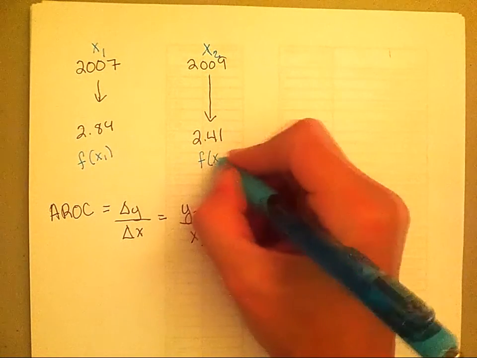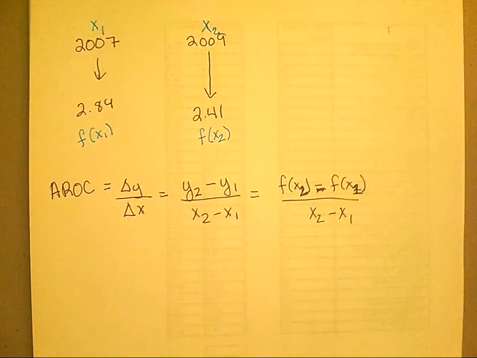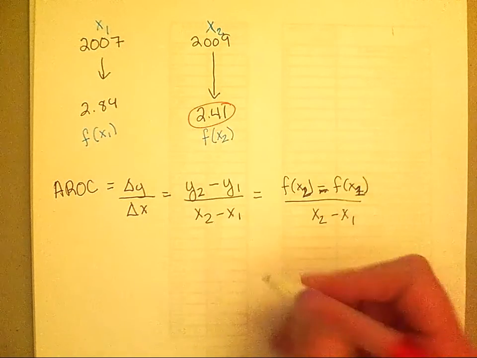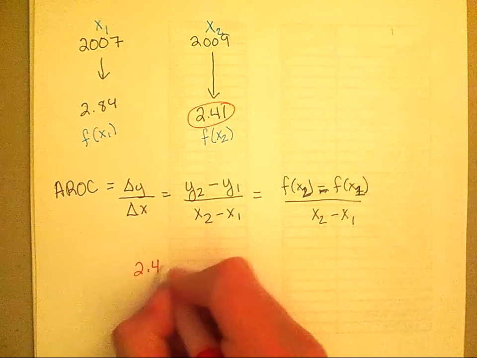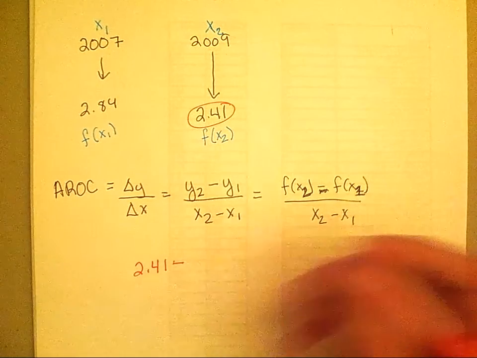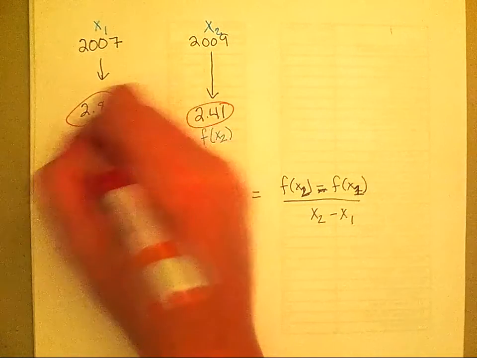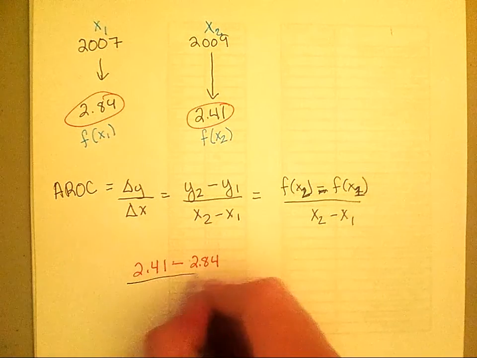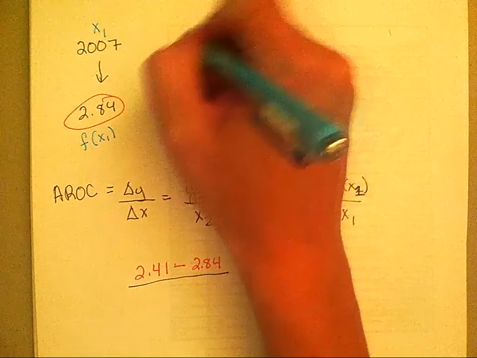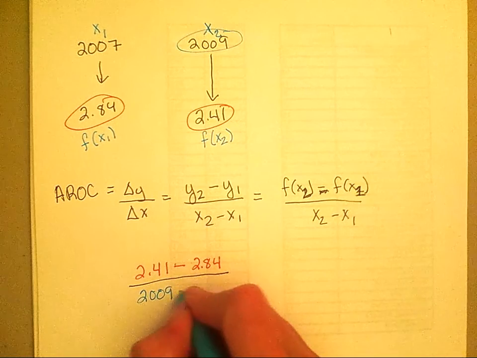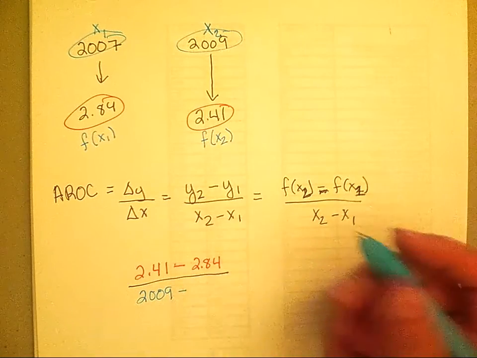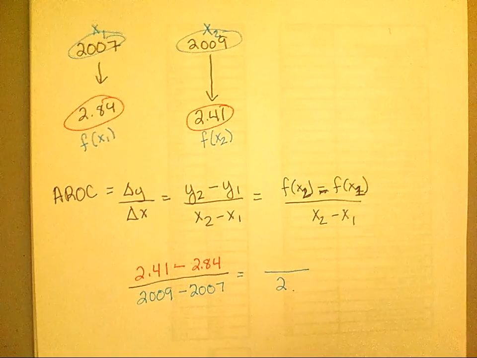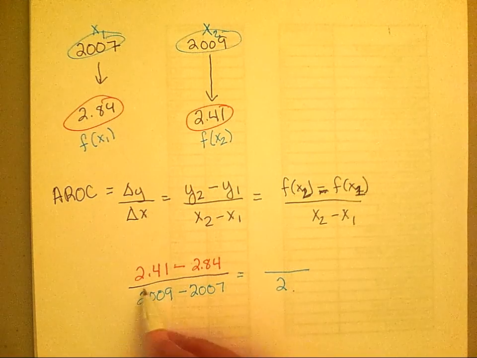So if 2007 is x1 and 2009 is x2, this is the function evaluated at x1, this is the function evaluated at x2. Okay, so f of x2 is $2.41, and we're going to subtract off the function evaluated at x1, which is $2.84, and divide that by x2, which is 2009, minus 2007.